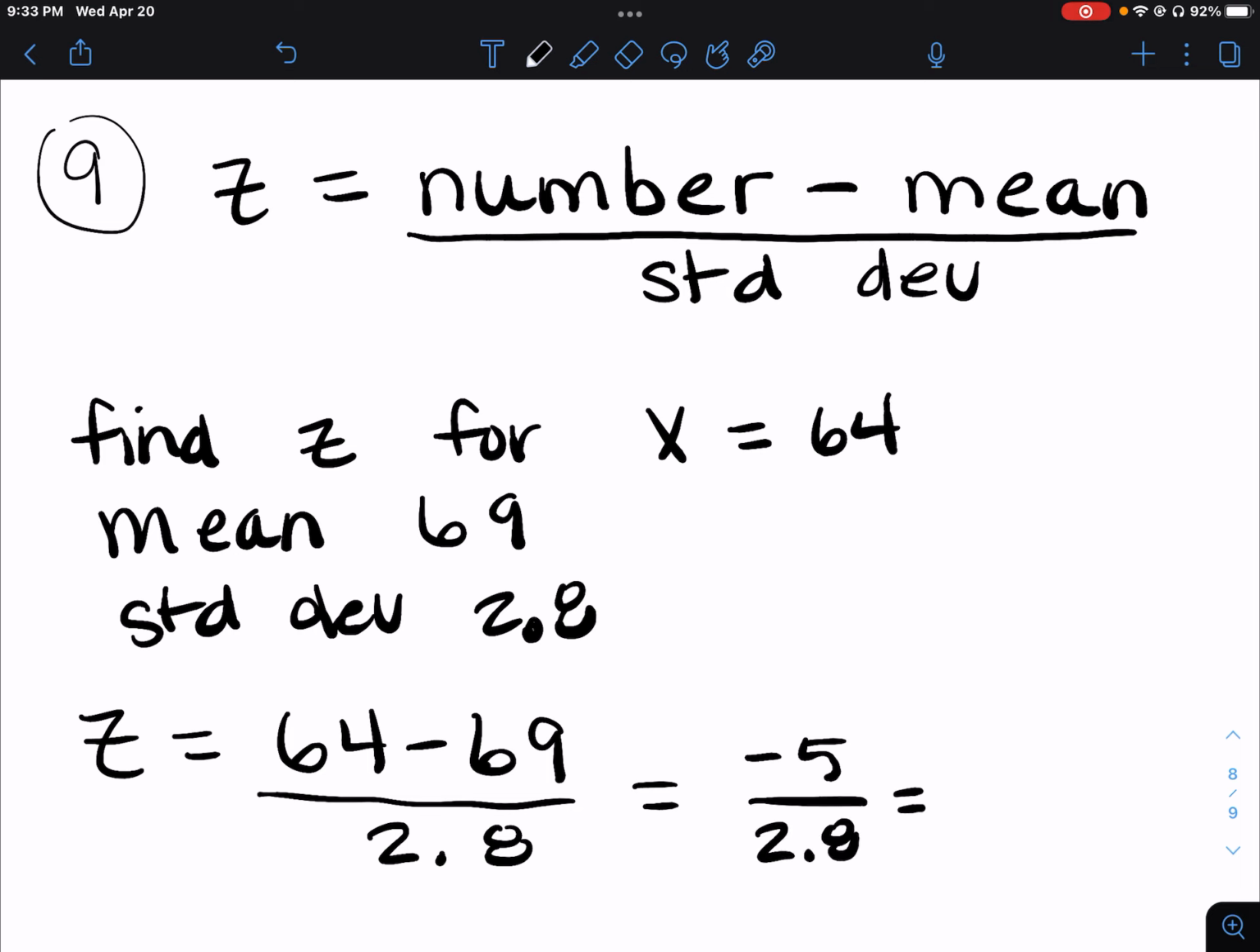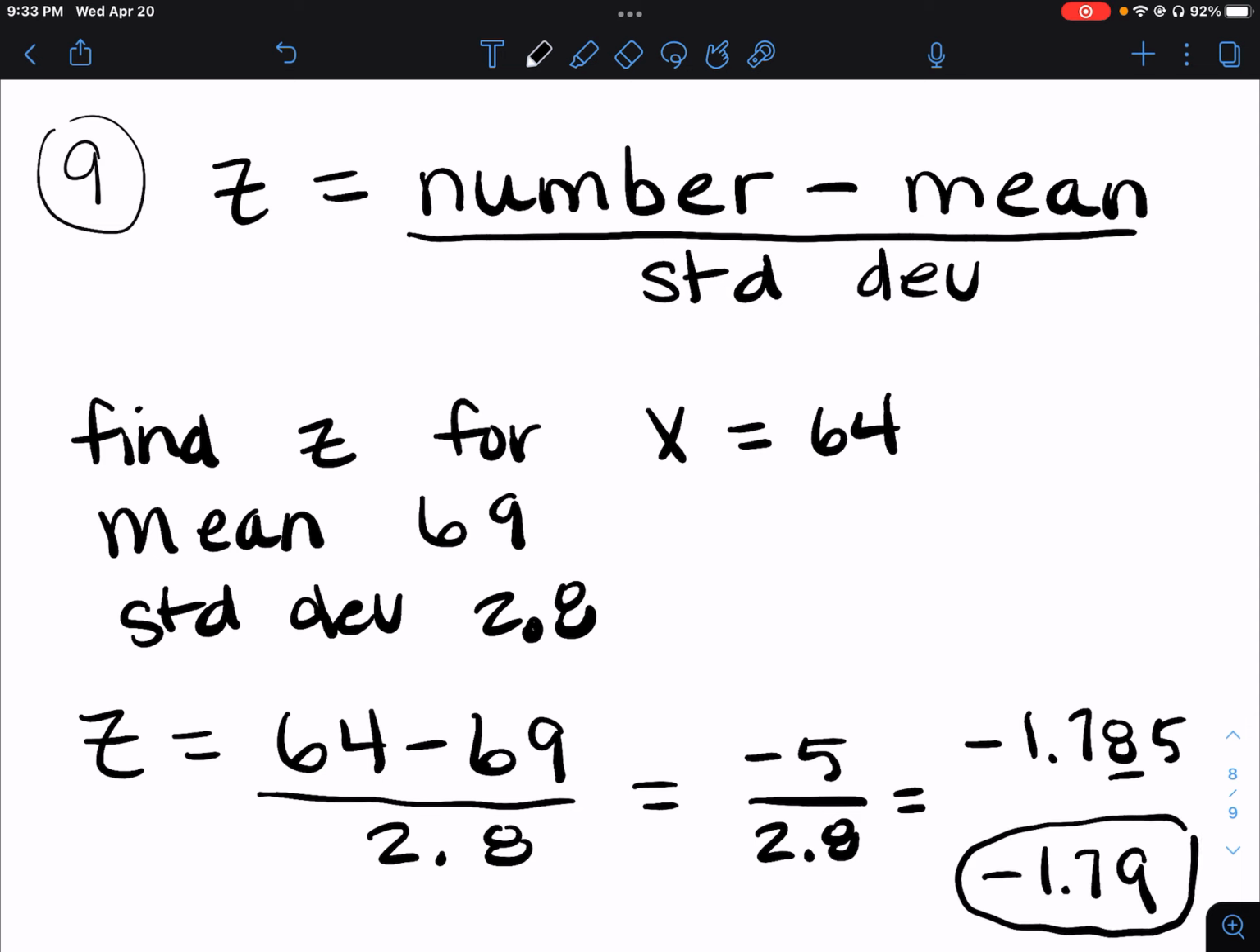And that equals negative 1.785. It says round to hundredths, so negative 1.79. Because the 8 is the hundredths, the 5 after it tells us to go up.